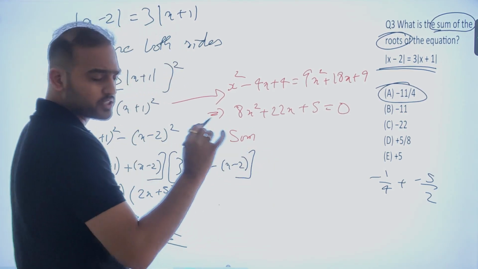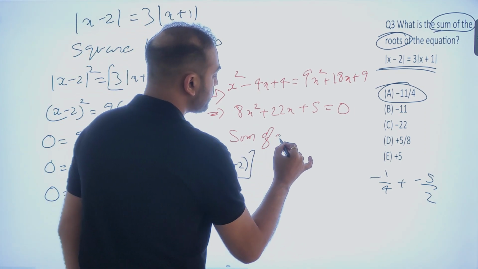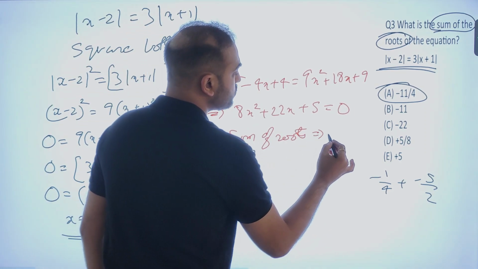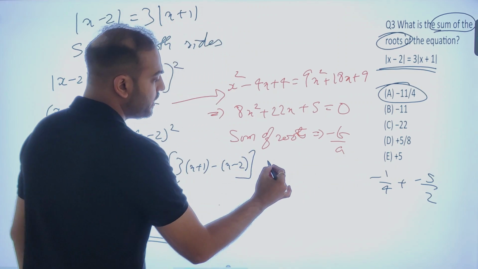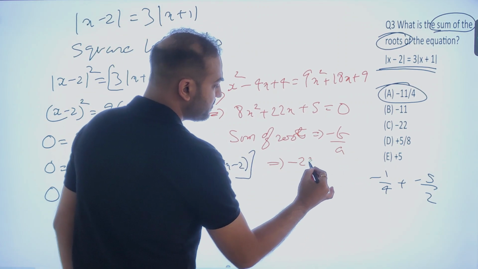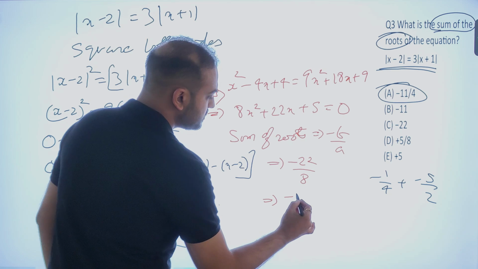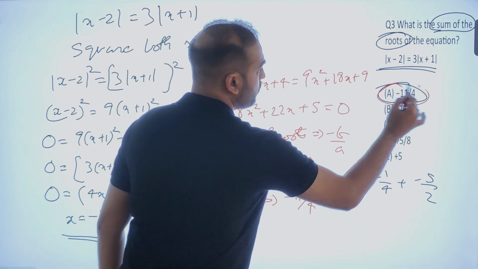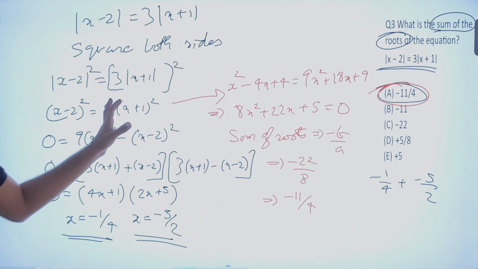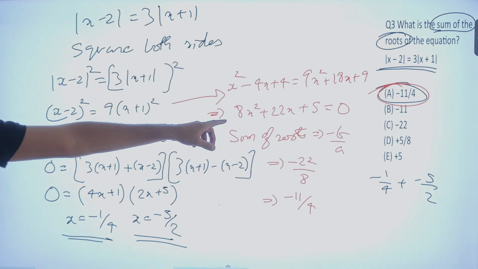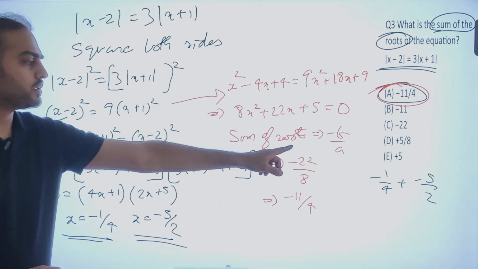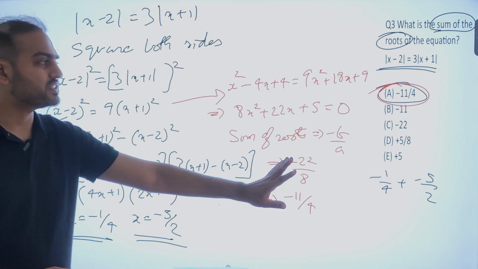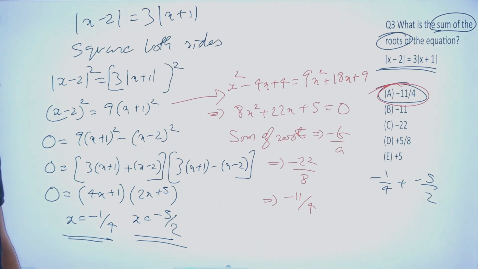This is a quadratic equation, don't solve it. What is the sum of roots formula? Sum of roots is minus b by a, right? So if you do that, that's minus 22 by 8, which is minus 11 by 4. So if you're squaring, no need to find the roots, just apply the sum of roots formula: minus 22 by 8, which is minus 11 by 4.